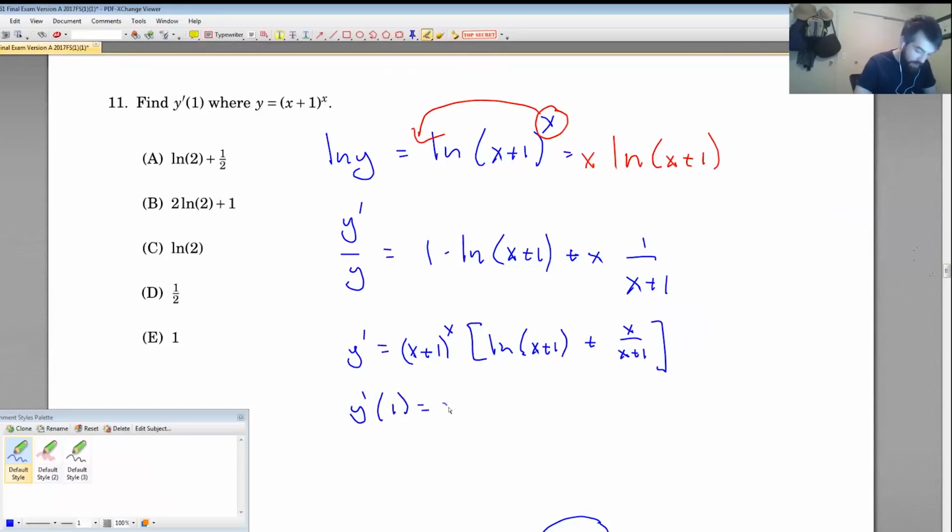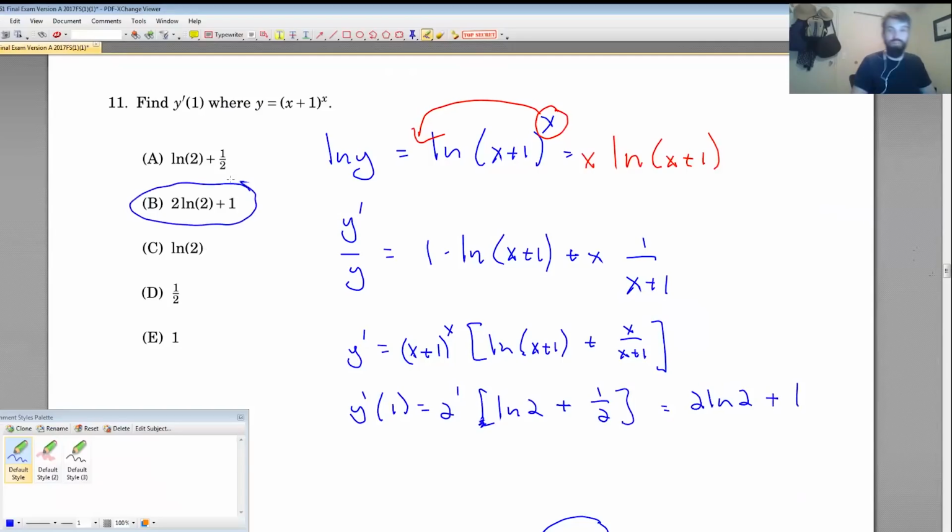And I want to do y prime of 1. So let me plug in 1. So I get 2 to the 1 times (log of 2 plus 1 half). All right, so it looks like 2 log 2 plus 1, and hey, that's one of the answers. Hey, we're doing pretty good. All right, my goodness, we are making some progress.